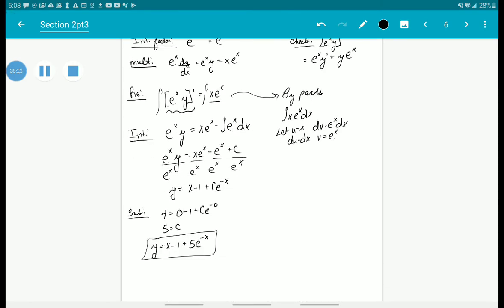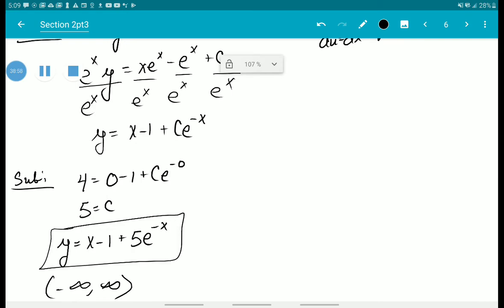The only time we had to deal with something in the denominator was when we divided by this e to the x. And when we did that, we ended up with this last term as 5 e to the negative x. Now, we know that e to the negative x will never be equal to 0. It's an exponential function. So there are no domain issues with this, which means the solution is valid from negative infinity to infinity. Now, we could talk about some asymptotic behavior that's going on with this solution.